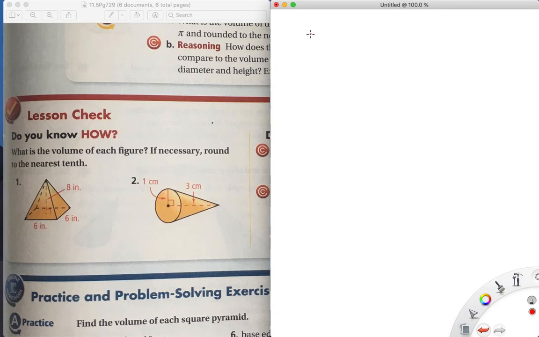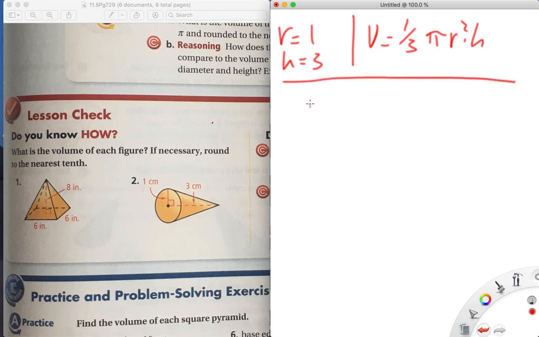And then for this last one, we have a cone, radius of 1, height of 3. For a cone, volume equals 1/3 pi r squared times the h. So volume equals 1/3 times 1 times 3. We get pi. How neat. So centimeters cubed.